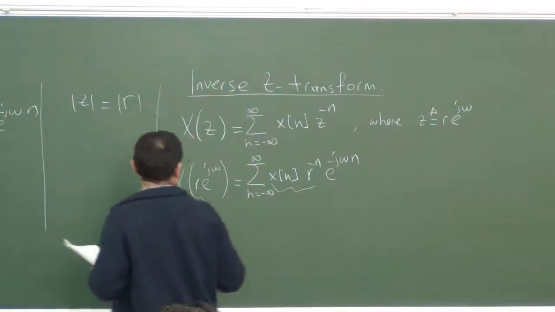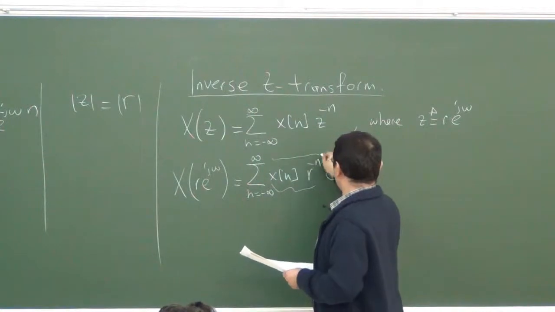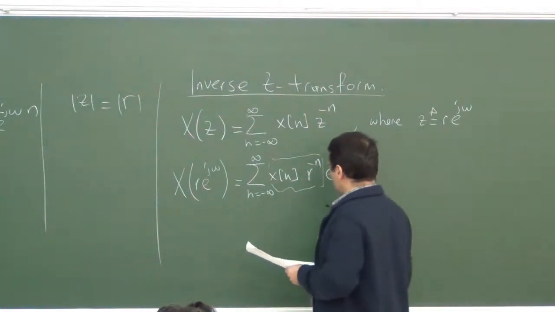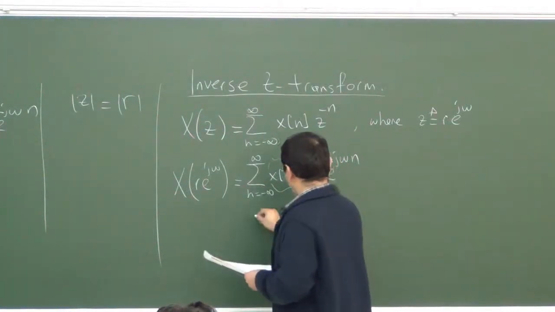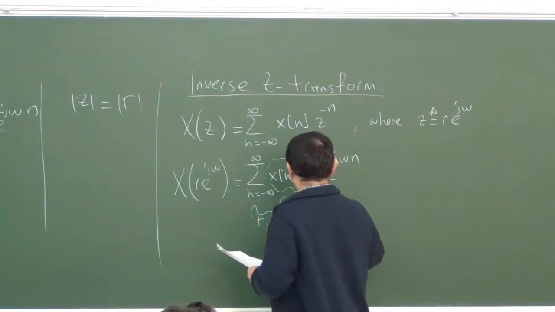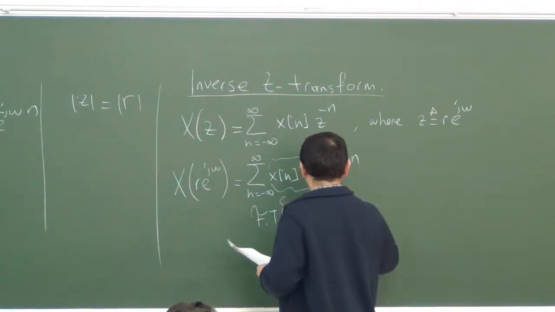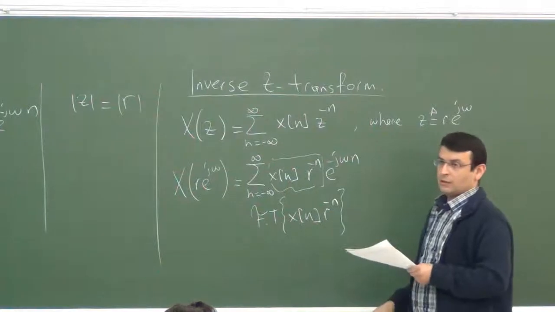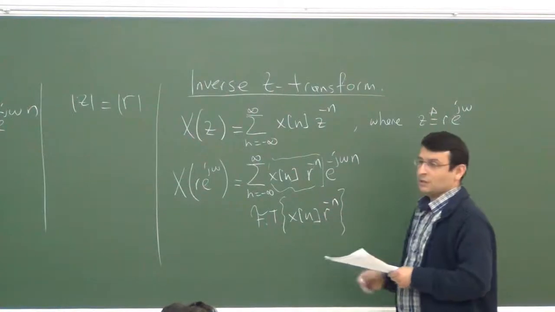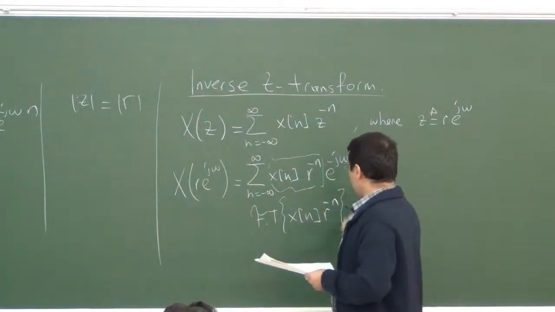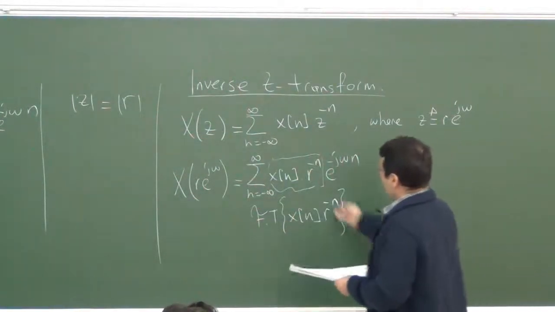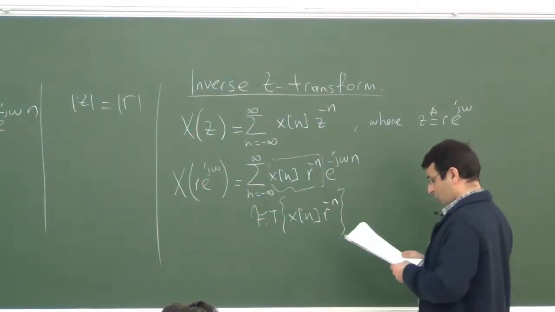So it is X(r e to the j omega). In this case, we put an r to the minus n multiplied with x[n]. So this expression is the Fourier transform of what? x[n] times r to the minus n. You put a decaying, or depending on r, an increasing function, multiply this with the discrete sequence. You take the Fourier transform and you find the Z transform in this case. So this is the relation between Z and the discrete Fourier transform.